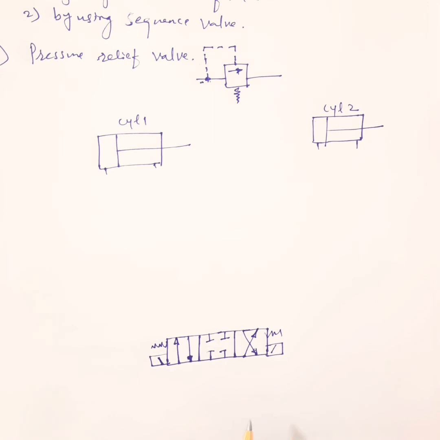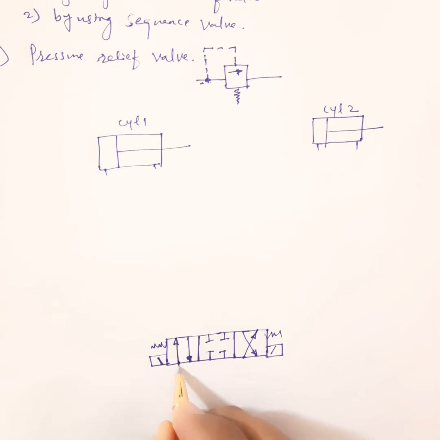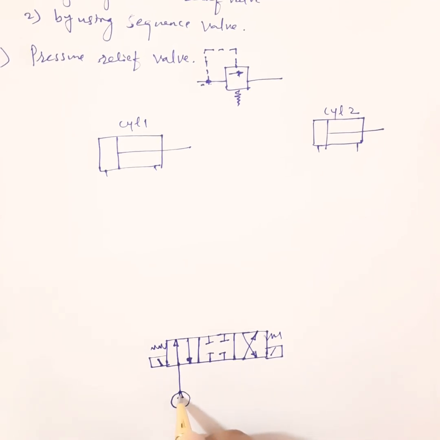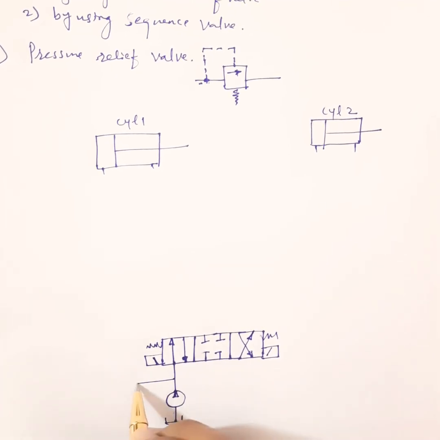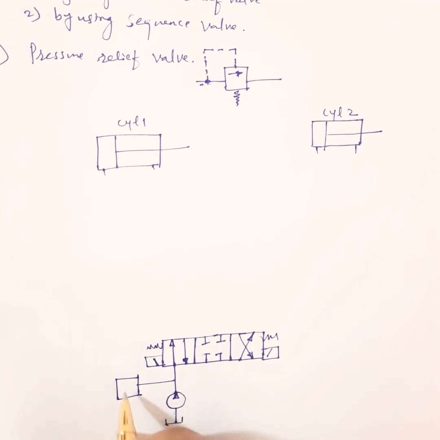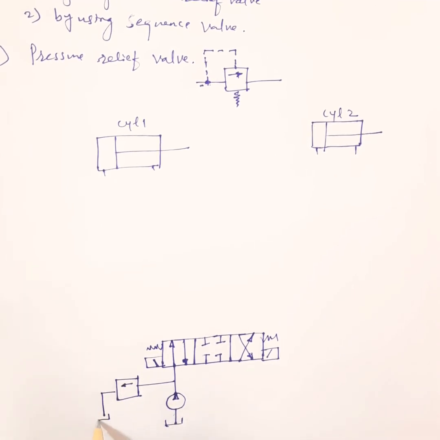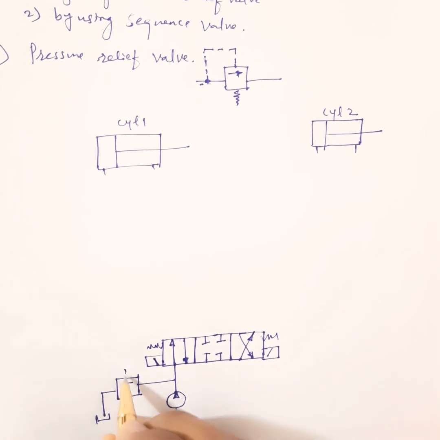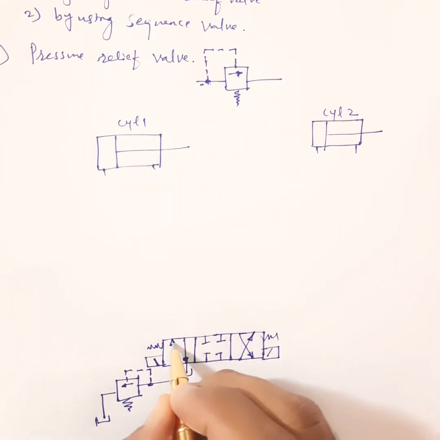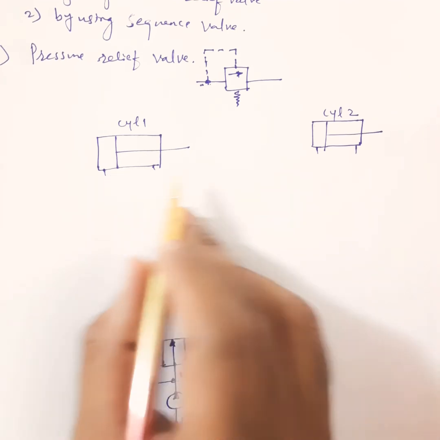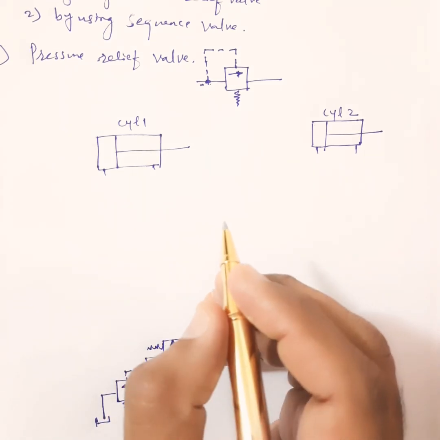Then our sequence is that first cylinder 1 should extend. The remaining things will be as they are. Here the pump will be there. First I will draw this pump, then a tank, and here a pressure relief valve, and here the tank. The pressure relief valve should be spring return, and the pilot signal should come from this inlet line, and this line goes to the tank. This part will be as it is for all the circuits. Now we'll see the upper part. When the DCV is in the first position, your cylinder 1 should extend first. So directly we'll connect this line to cylinder 1.